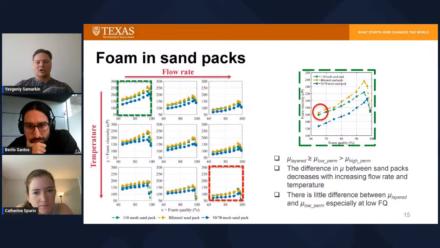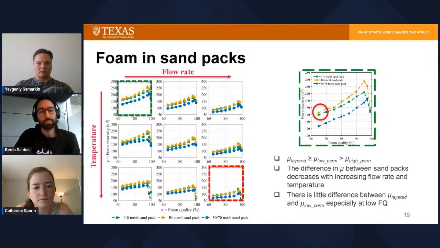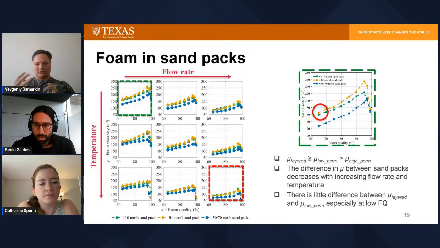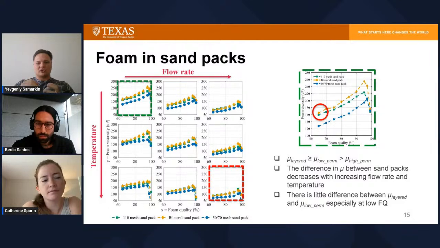So let's talk about the remaining results. Also, during all of our experiments, we consistently noticed that the rheology of the foam that was generated in the layered or heterogeneous sandpack was stronger. It means that viscosity was higher for this foam compared to the foam that we generated in each of the homogeneous sandpacks. And what's more interesting is that the rheology of the foam in the heterogeneous sandpack was closely comparable to the viscosity of the foam in the low permeability layer.